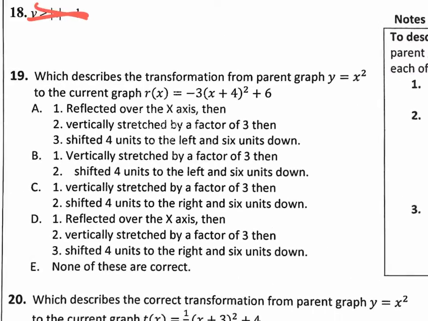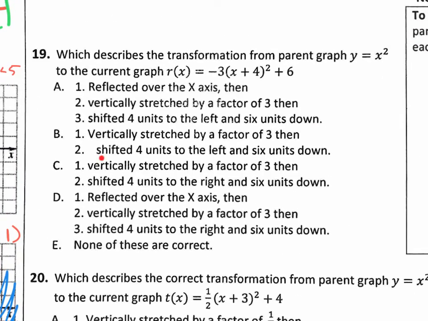So if we look at this one right here, let's ignore this for a while. What's the first thing that I should state? It gets reflected. So it could be A, it can't be B because it doesn't start with the reflection. Okay, so let's start eliminating these. It can't be C because it starts out with vertically stretched instead of a reflection. It could be D, it might be E. So we're down to either A or D just by the first thing that you state, does it get reflected, right? Okay, so let's go with A. A, it gets reflected over the x-axis.